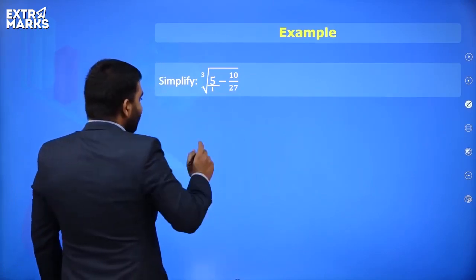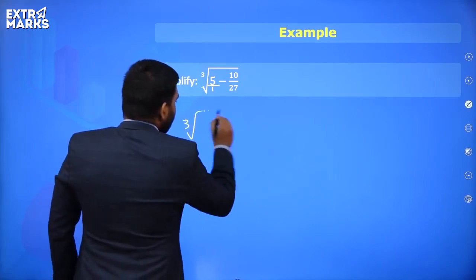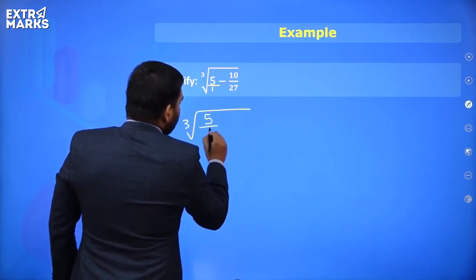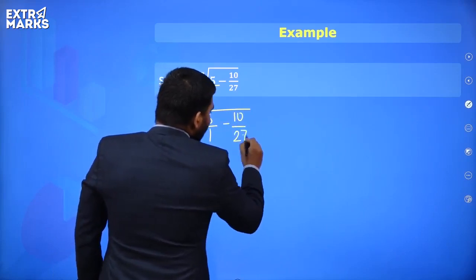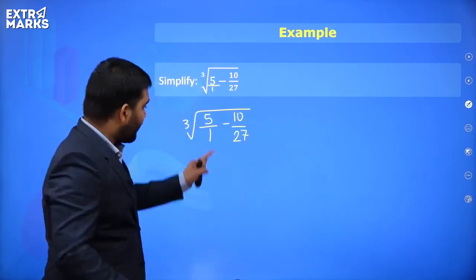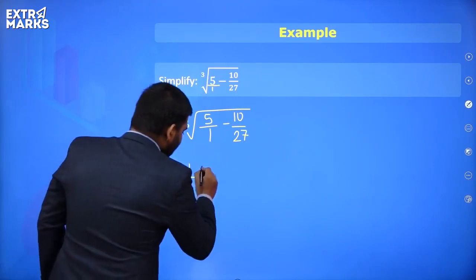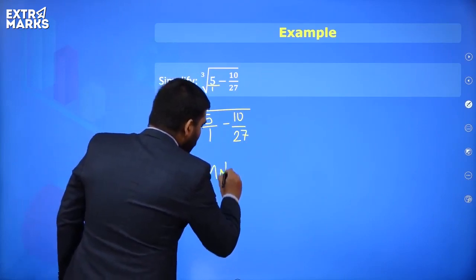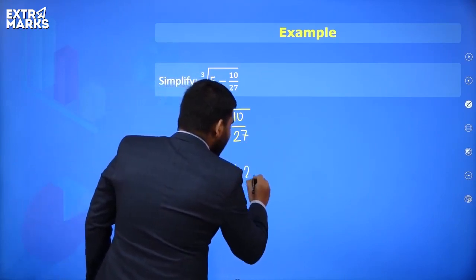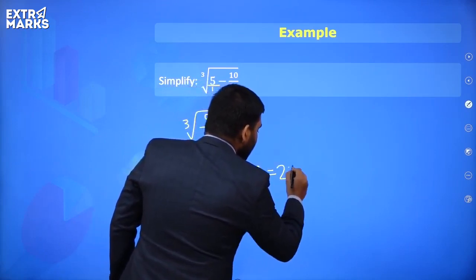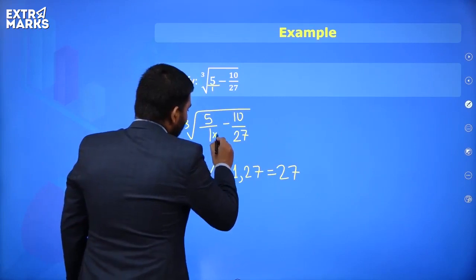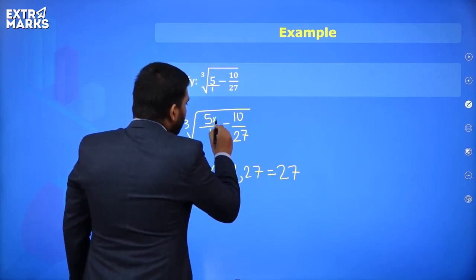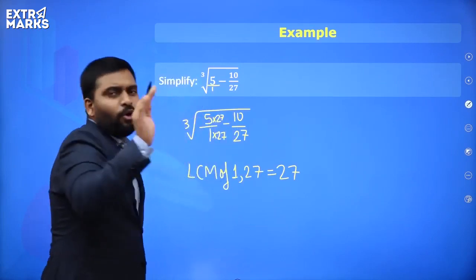So, everyone, can we write it like this? 5 by 1 minus 10 by 27. Now everyone, what is the LCM of 1 and 27? You will say, sir, LCM of 1 and 27 is 27 only. That means you will multiply by 27 over here and by 27 over here. Correct? You all know this, right?